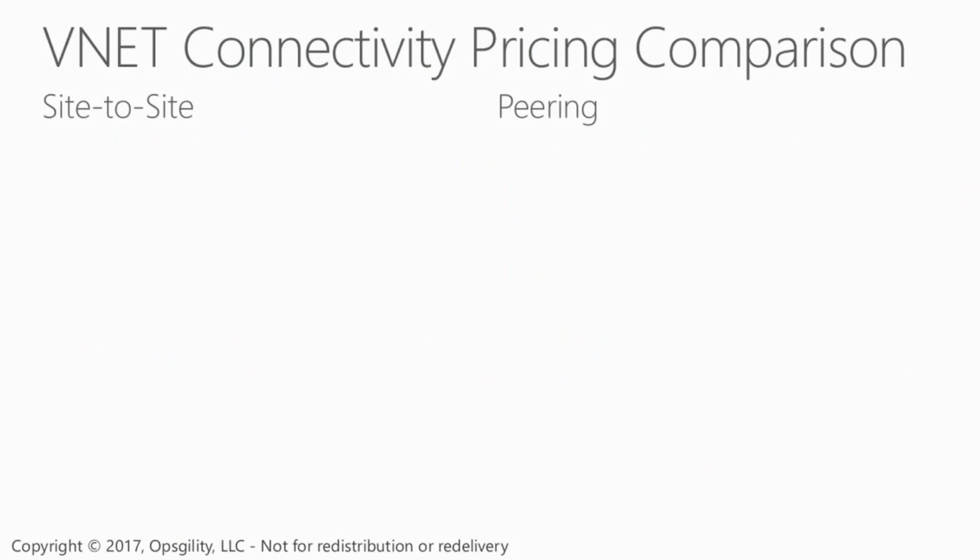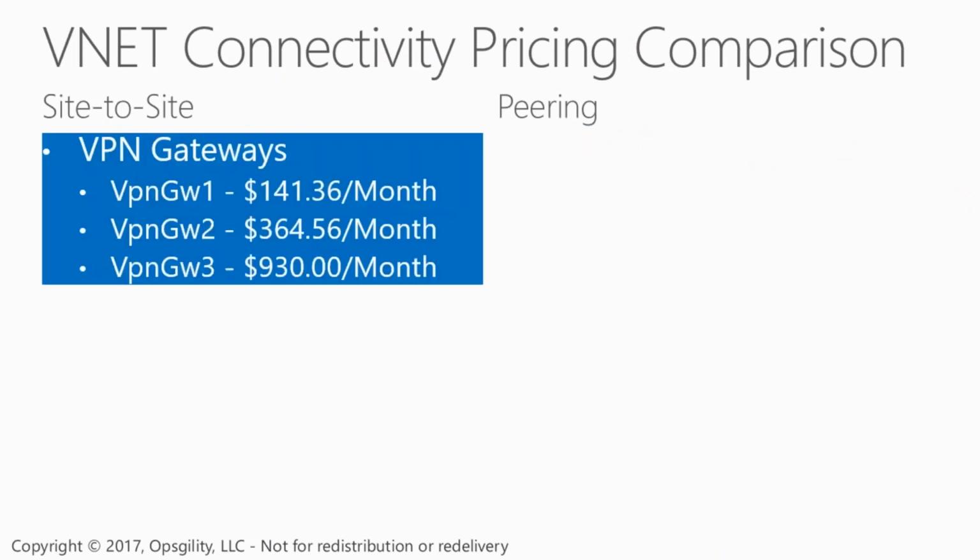I think it's helpful to consider the pricing of these two scenarios when we talk about connecting VNets. So first, let's talk about connecting two virtual networks via a site-to-site VPN connection. Now again, prior to about the middle of last year, this was the only way to connect virtual networks. So part of the pricing using site-to-site VPN connections to connect virtual networks is setting up VPN gateways. And as you can see, I've got 3 of the gateway options here that are available, and they're somewhat pricey in terms of per month costs.